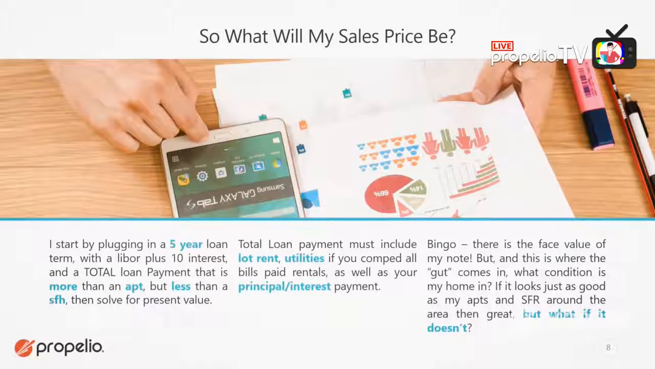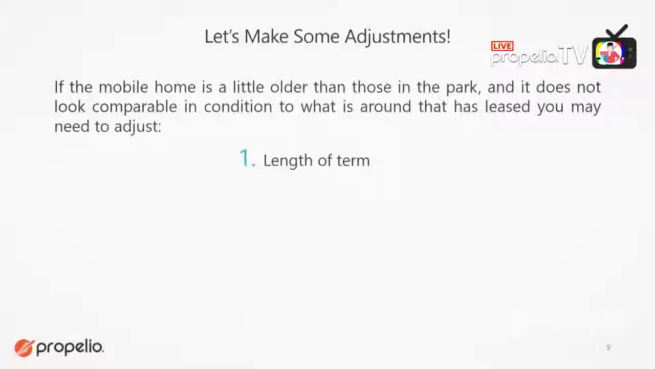But, and this is where my gut comes in, what condition is my home in? What kind of park am I in? Does that compare with my apartments? Does that compare with my single family rentals? Or my single family residences? What if my home doesn't quite look nearly as good as some of those? I've given you the idea of how to come up with a real quick and dirty retail value. Well, what happens if all of the homes are nicer than my mobile home? All right. Let's make some adjustments.